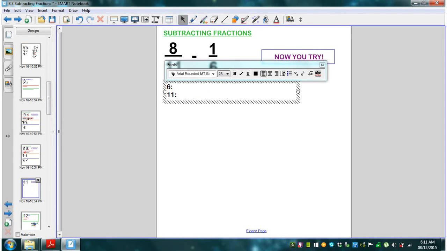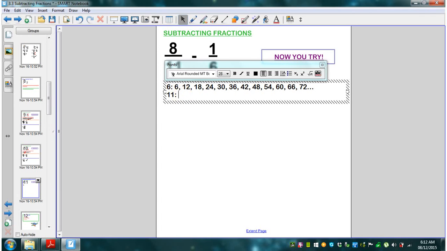So quickly, 6 times 1 is 6. 6 times 2 is 12. 6 times 3 is 18. 6 times 4 is 24. 30, 36, 42, 48, 54, 60, 66, and 72. Okay, so we went up pretty high there.